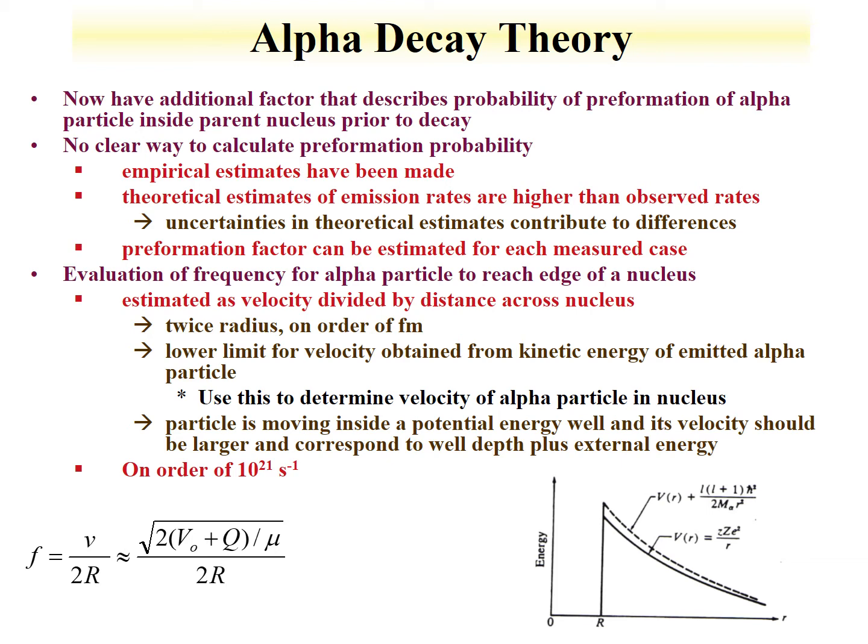In all actuality, that's a lower limit for the velocity because the particle is moving in a potential well, so the velocity could be greater. And what we find is that the alpha particle can impinge on the nuclear barrier on the order of 10 to the 21st times a second. So we can utilize this equation, which is shown here: the frequency is equal to the velocity divided by twice the radius. We can relate this to the Q value, the Coulomb barrier, and this term mu, which winds up being the reduced mass. And this is just a function of the mass of the alpha particle and the daughter.